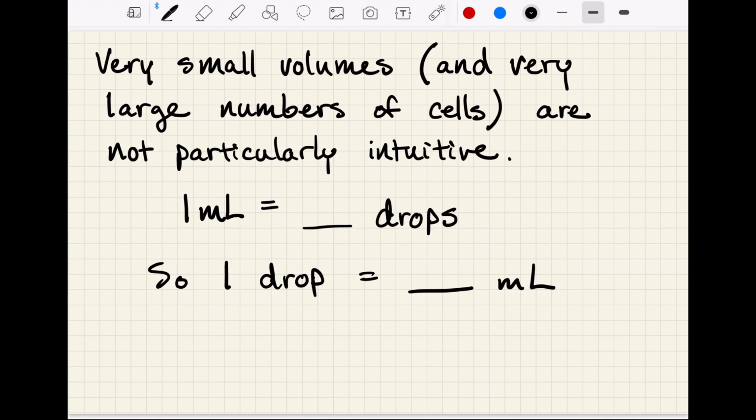One of the hard parts about doing these kinds of calculations is just wrapping your head around much smaller volumes and much larger numbers of cells than we're used to thinking about. But to put it into some perspective, we can think about a drop of liquid. When we fill the hemocytometer, we put 1 drop into the well, and most of it actually overflows out of the counting chamber. The part we see in the grid is a small fraction of that drop. Now, consider that in 1 milliliter, there are 20 drops. So 1 drop equals 0.05 milliliters.